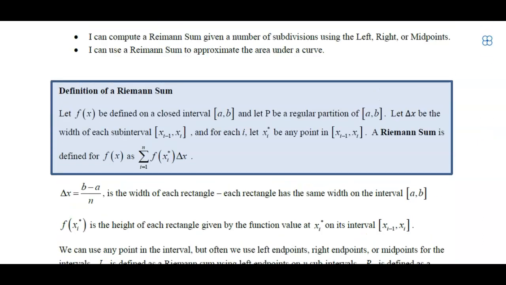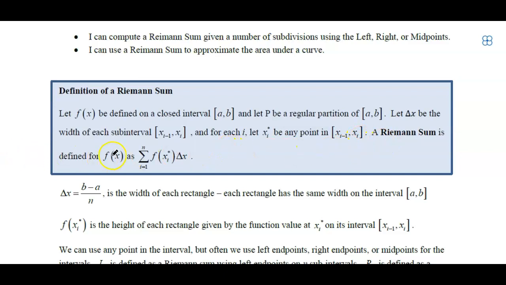The first is this definition. So we're going to say let f of x be defined on a closed interval a to b, and let P be a regular partition of a to b. And that's basically going to mean you're just going to subdivide it. We're going to let delta x be the width of each subinterval from x sub i minus 1 to x sub i. And for each i, let x_i star be any point in that interval x_{i-1} to x_i.